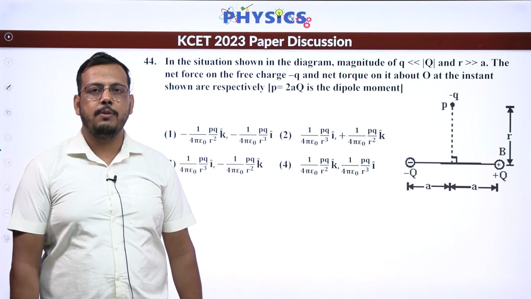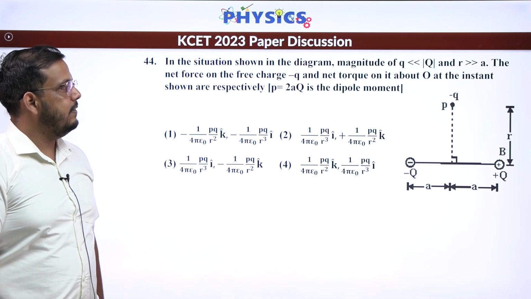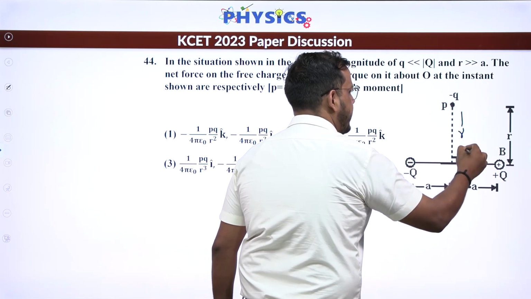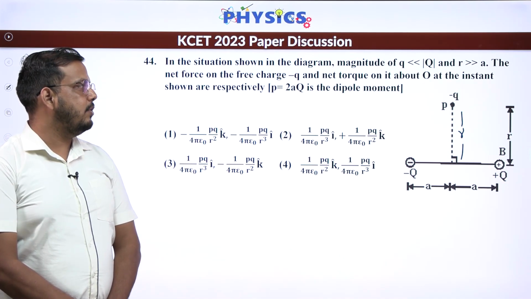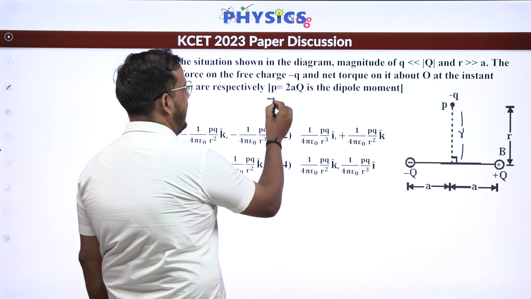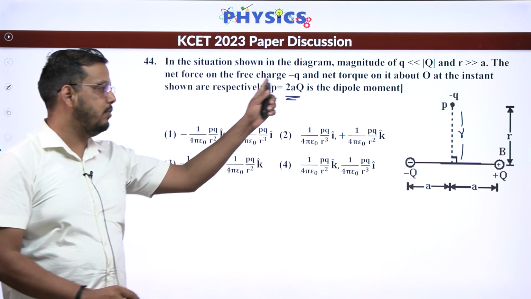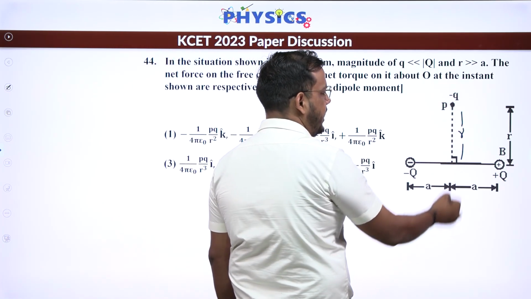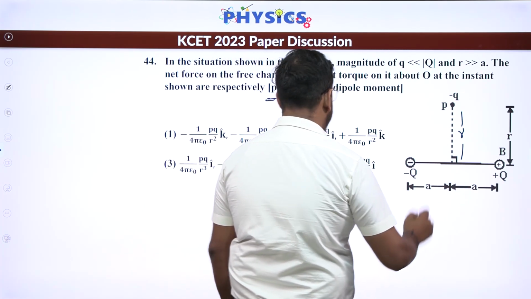Okay, next question is question number 44. In the situation shown in the figure, the magnitude of q is very, very less than capital Q, and R is very, very greater than capital A. I think this is the R they were trying to tell, and this is the A. The net force on the free charge minus q and the net torque on it about O at the instant shown are respectively, where P is the dipole moment of this dipole, that is charge into length of the dipole. So they are asking the force here. Because this line is an equatorial line, what will the field here be? What is the dipole direction?